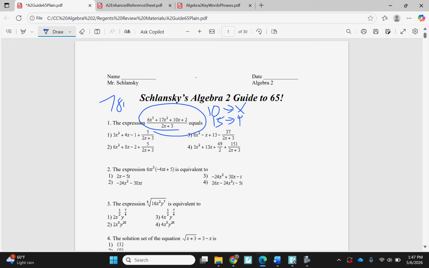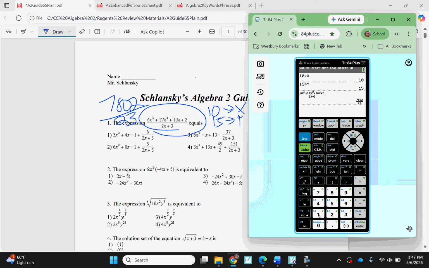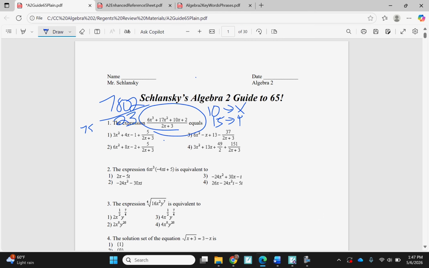All right, don't be freaked out by a fraction or a decimal. And now I'm going to go through each of the choices, and I'm going to see which one matches up. 3x squared plus 4x minus 1 plus alpha x 5 over 2x plus 3. I get 7802 over 23. Is that the same value? Yes, that's my answer.